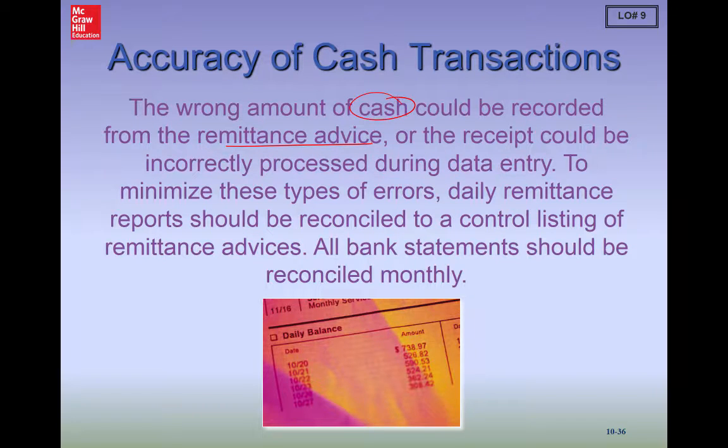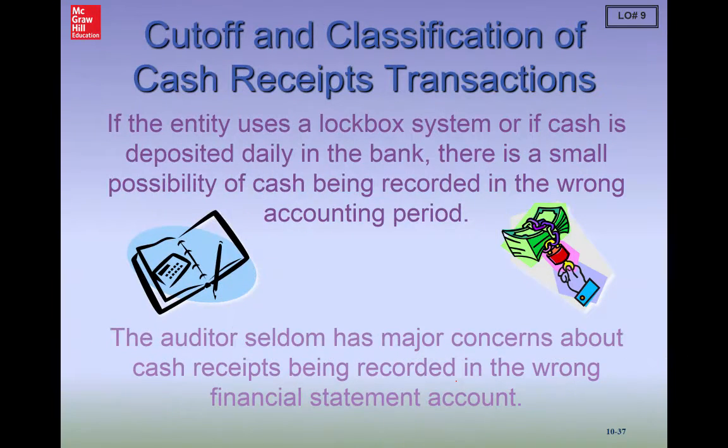Accuracy, you want to make sure that cash is recorded as indicated in the remittance advice. A test that you do here is when you do your sample of cash receipts, you test to make sure that each one is correct. And this also could be very easily done with IDEA. I talked about cutoff already. The lockbox system, again, helps in this situation.